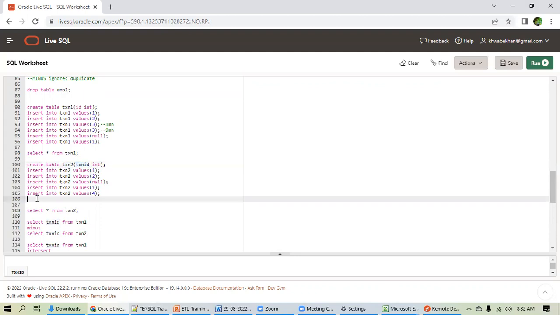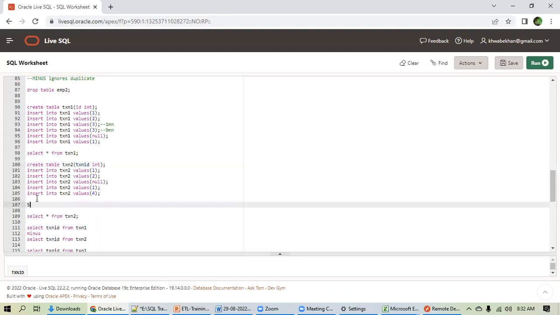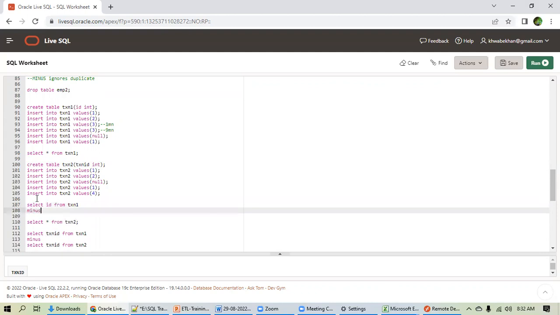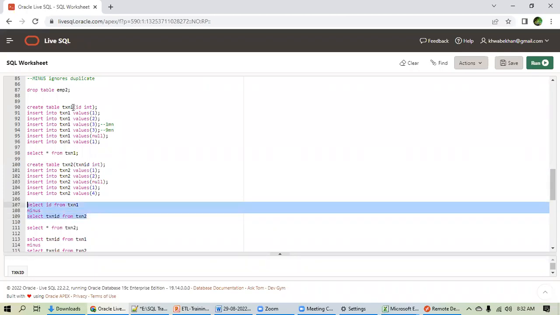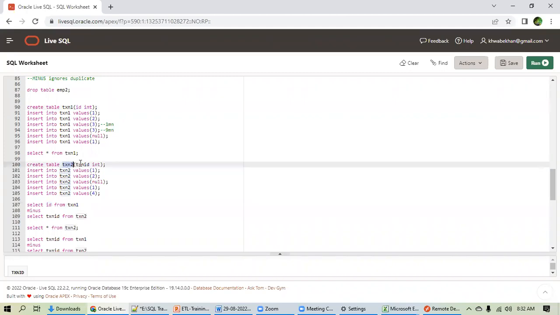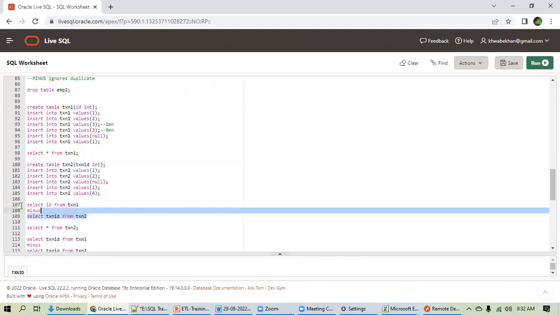So if you write this query: select ID from transaction 1 minus select transaction ID from transaction 2. And this is for everyone. Tell me, if I execute this query, what will happen? In transaction 1, I have the ID column. In transaction 2, I have the transaction ID column, and I'm using this query. Will this work or will this throw an error message?